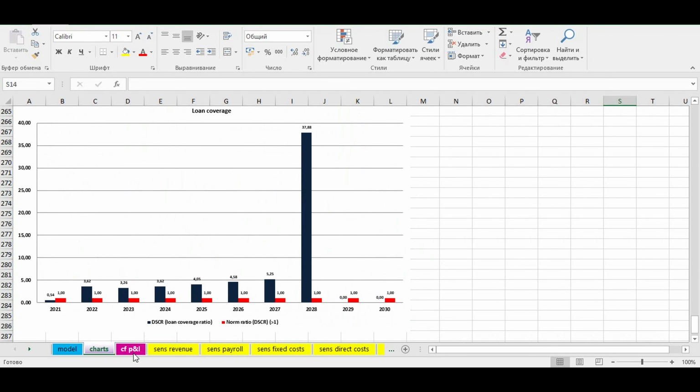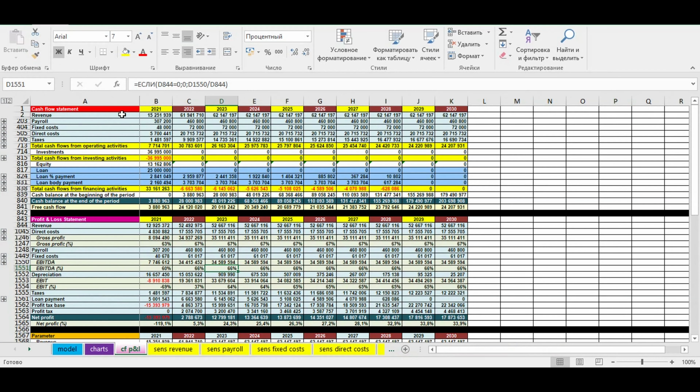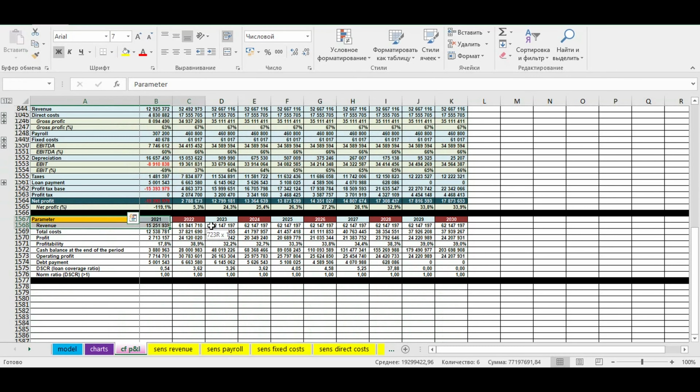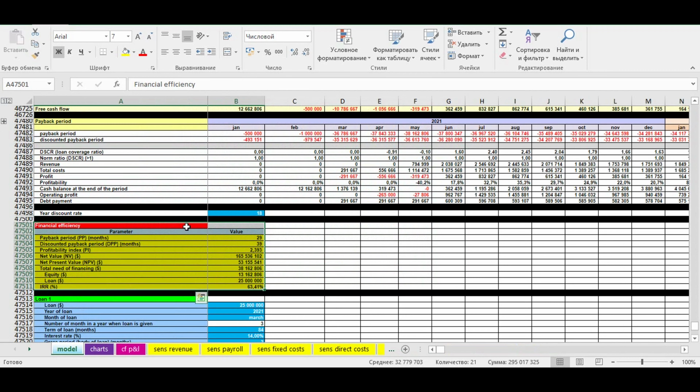On the next Excel sheet, we have gathered yearly consolidated cash flow statement, profit loss statement, and main financial results of your fast food business. Finally, we see the financial efficiency of your fast food business idea. Is this model stable? What will happen to your business if revenue decreases or expenses rise? Now it's time to apply sensitivity analysis.